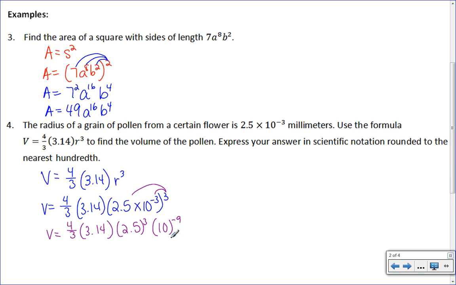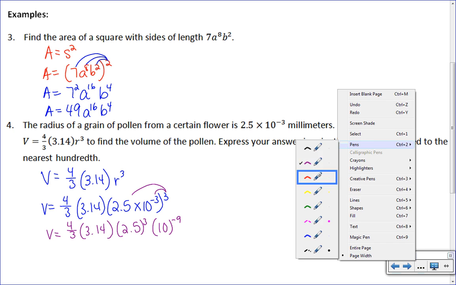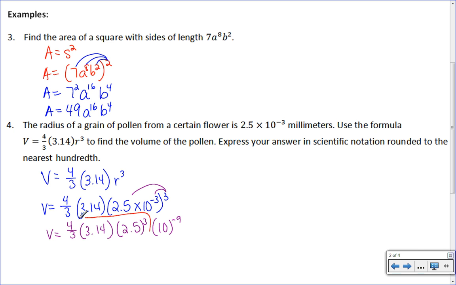Okay. And because we want our answer in scientific notation, here's our power of 10. What we really want to do is just take the numbers and multiply them. Let's go ahead and multiply those. We want 4/3 times 3.14 times 2.5 to the third. So we'll do the 2.5 to the third first, and then multiply by 3.14, and then multiply by 4/3. Since these are all over 1, we're multiplying by 4, and then divide by 3.